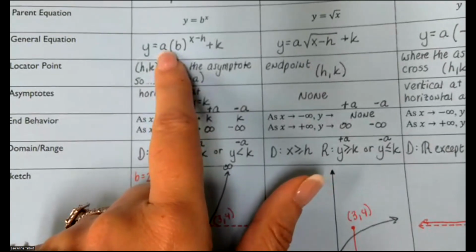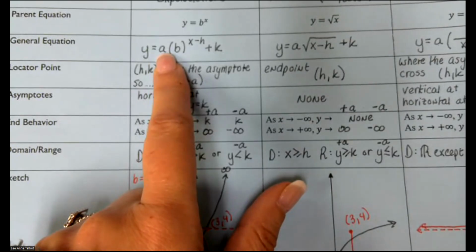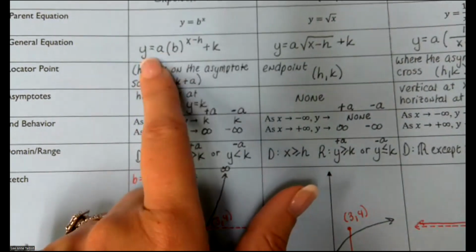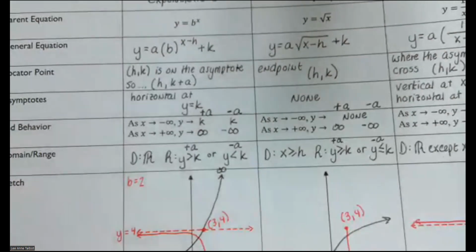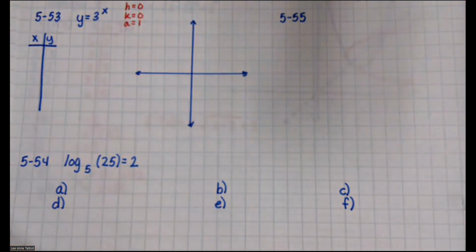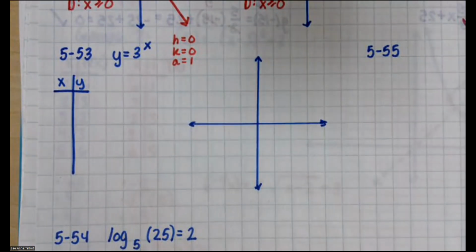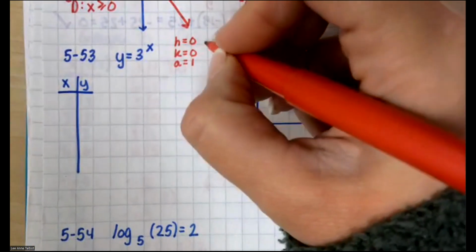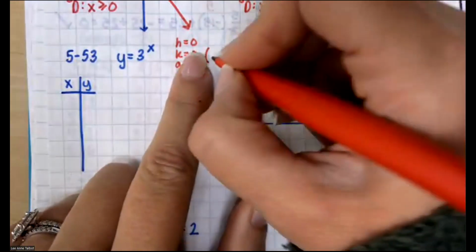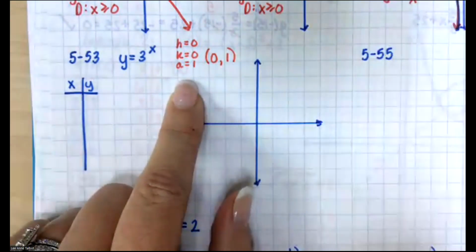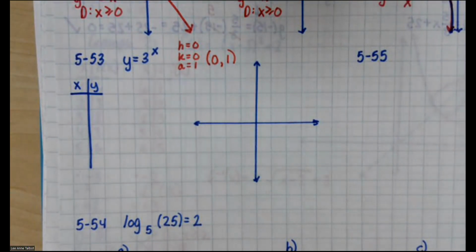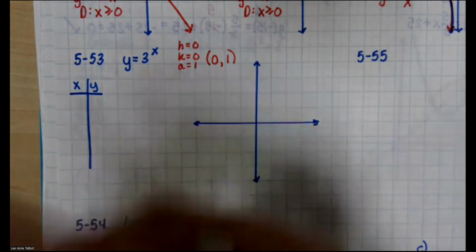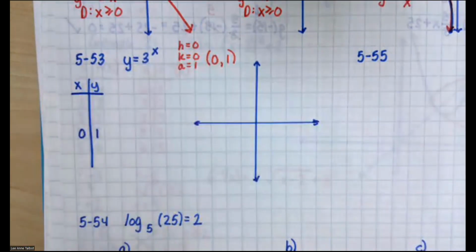Well, A is actually in front of the base, outside of parentheses. If there was going to be an A there, there would be parentheses and it would be in the front. Okay, so we made a little note here. Star Wars again. Okay, so if you remember, the locator point was H comma K plus A. So H comma K plus A. All right, so my middle point is going to be 0, 1.